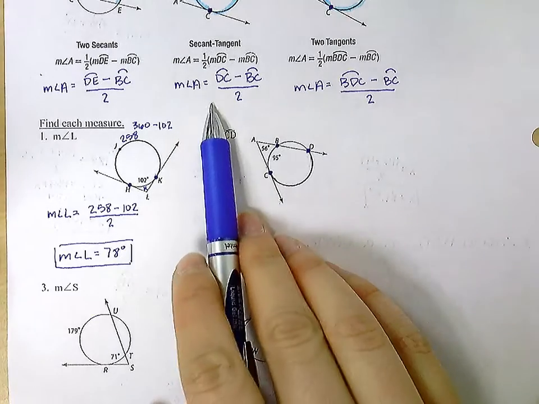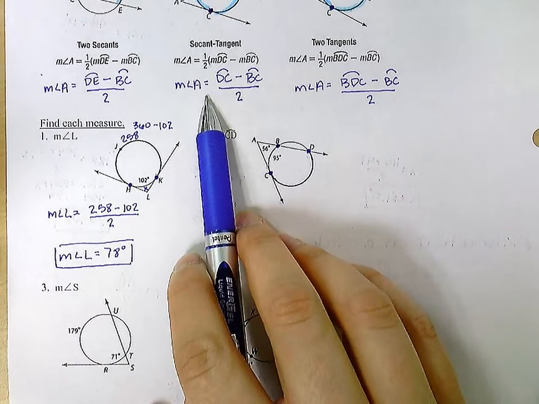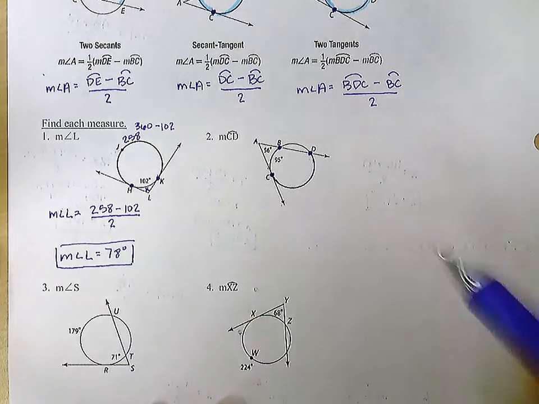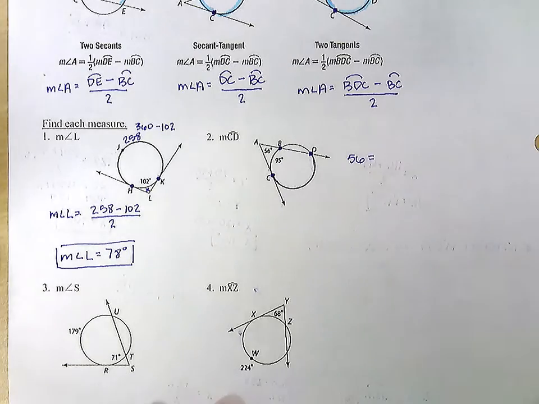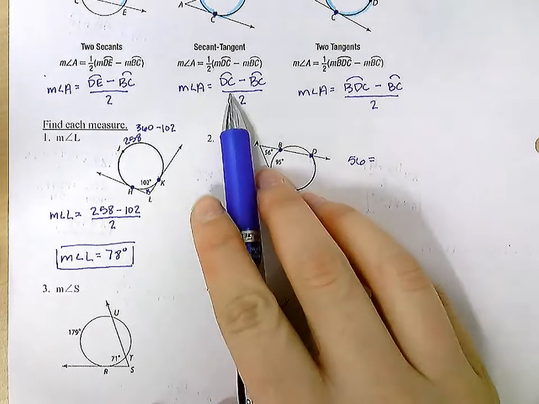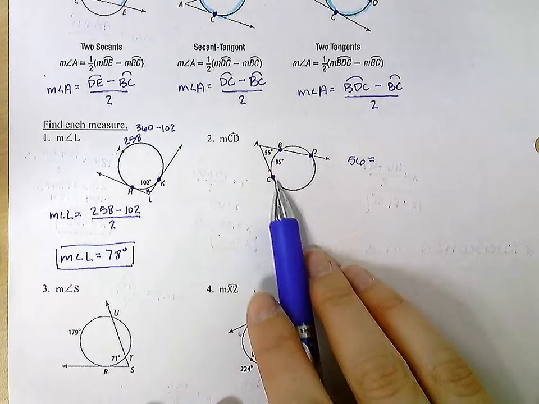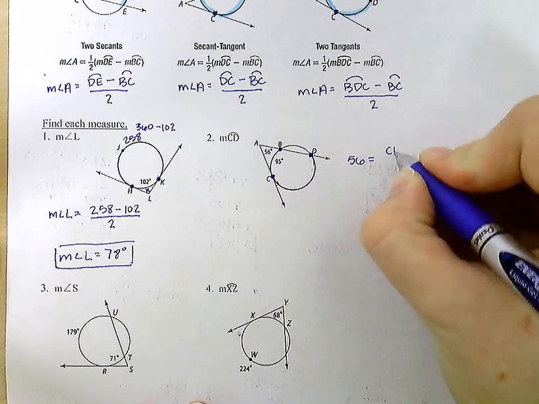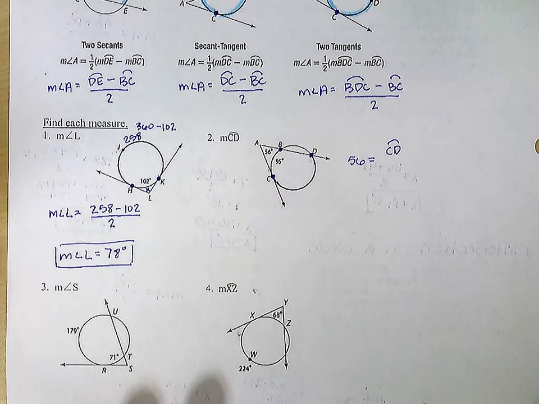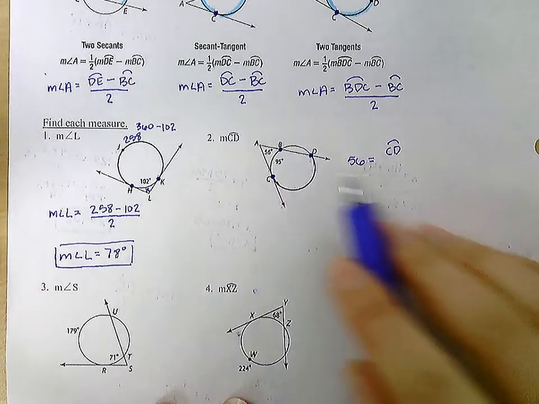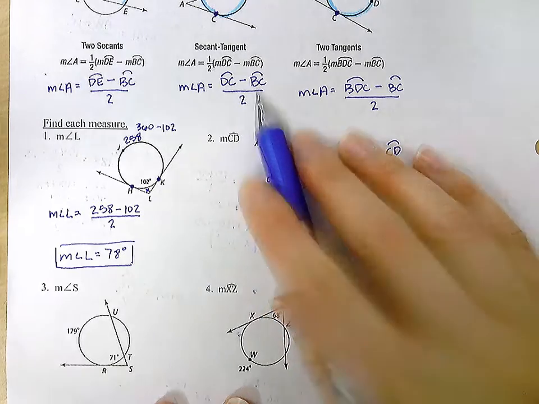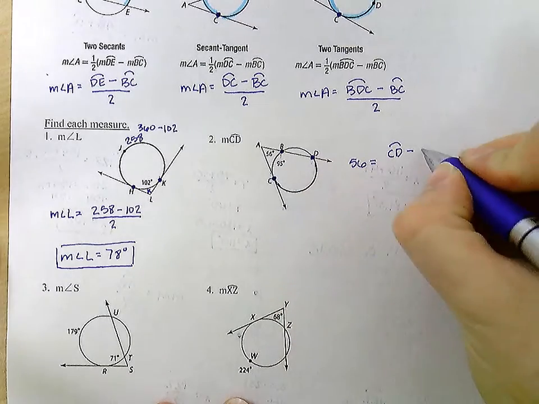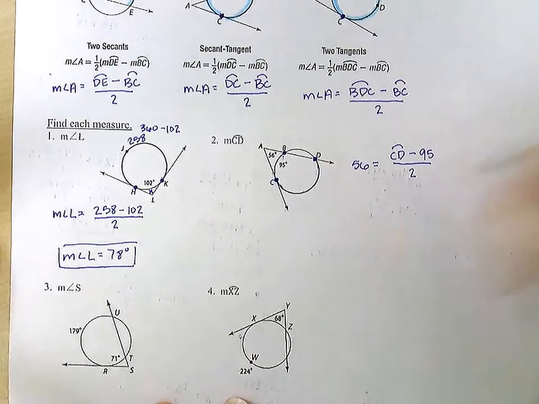So I'm just going to use our formula. This one's the secant and tangent. Plug in our angle. Angle A is 56. Plug in our larger arc. Our larger arc is what we're looking for. You can say it's X. You can still label it as CD if you want, it doesn't matter. Then we need to subtract our smaller arc, or the one closer to the angle. That's 95, then divide it by 2.